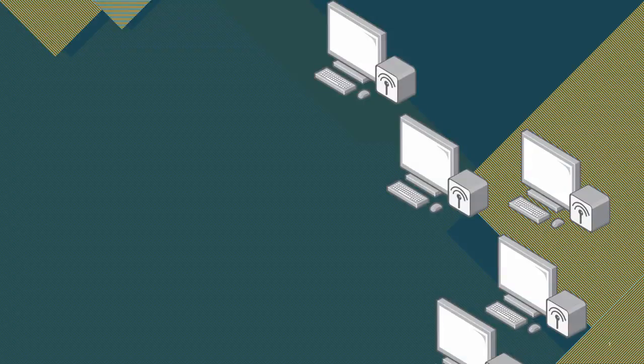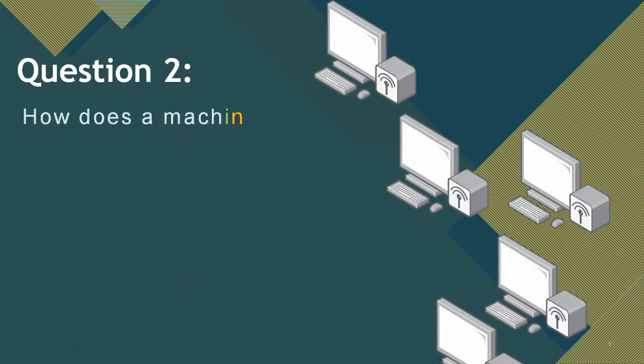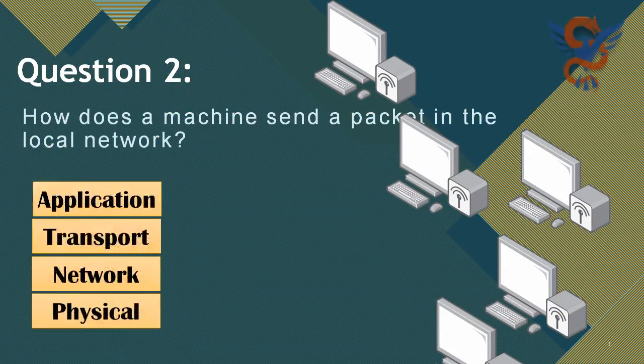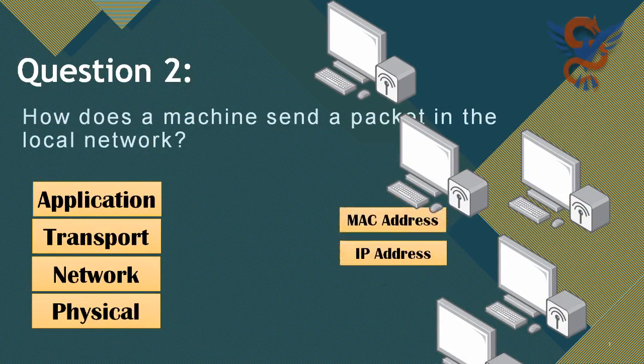Question number 2. How does a machine send a packet in the local network? A machine follows a TCP/IP model for sending any network packet. TCP/IP model has 4 layers: physical layer, network layer, transport layer, and application layer. When a machine wants to connect with another machine, it requires some address. And a computer machine has 2 types of address: MAC address, which is called a physical address, and IP address, which is also referred to as a logical address.